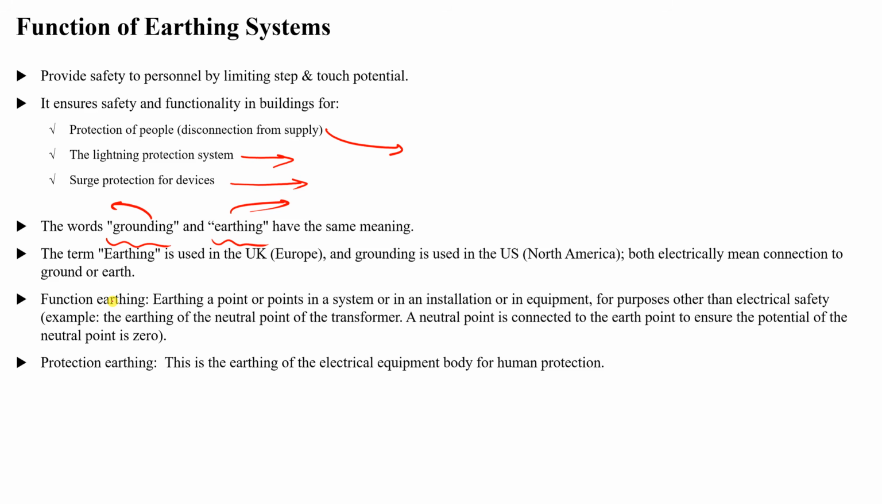For example, when we earth the neutral point of the transformer, instead of leaving the neutral floating, with a floating voltage, we want to connect it to the ground to ensure its potential is close to zero or similar to the Earth's potential. This is for the proper functioning of our electrical system.